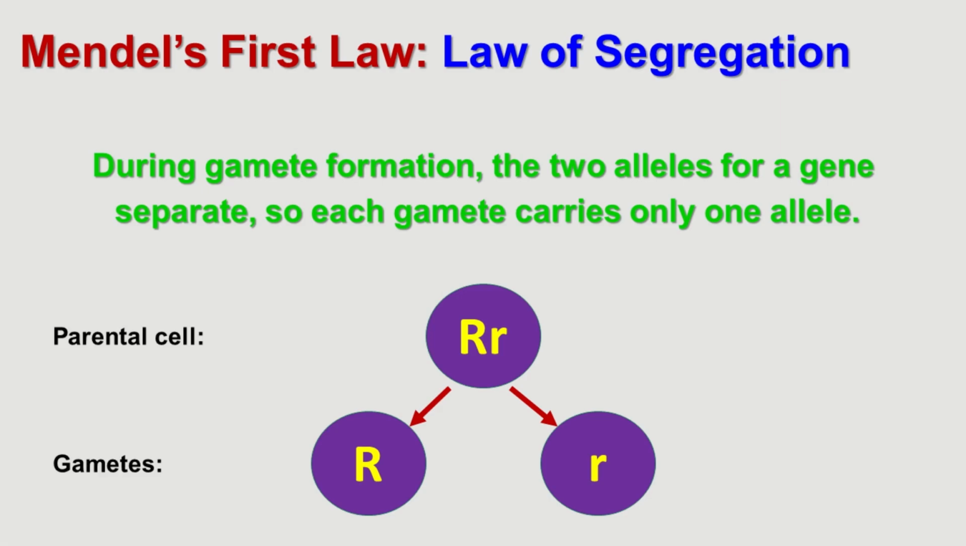With these results, he established his first law in genetics, the law of segregation, which says during gamete formation, the 2 alleles for a gene separate. So each gamete carries only 1 allele. So if a parent genotype is heterozygous, here shown with big R, small r, its gametes would carry either big R or small r. Now consider he did not know anything about genes, chromosomes, and DNA. This makes it amazing.